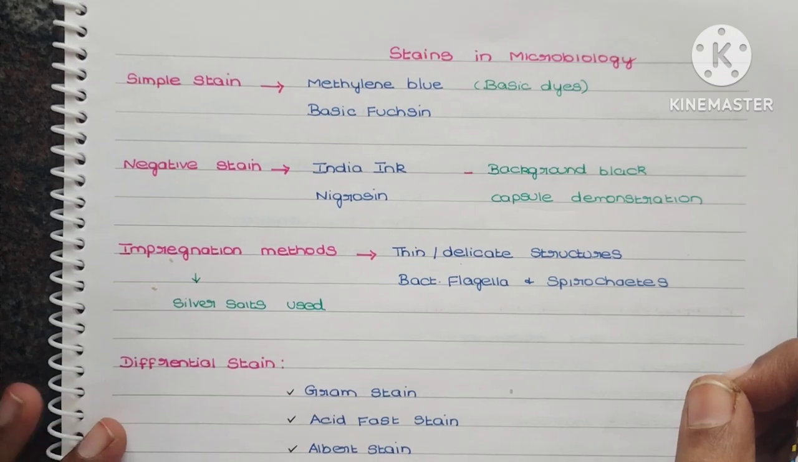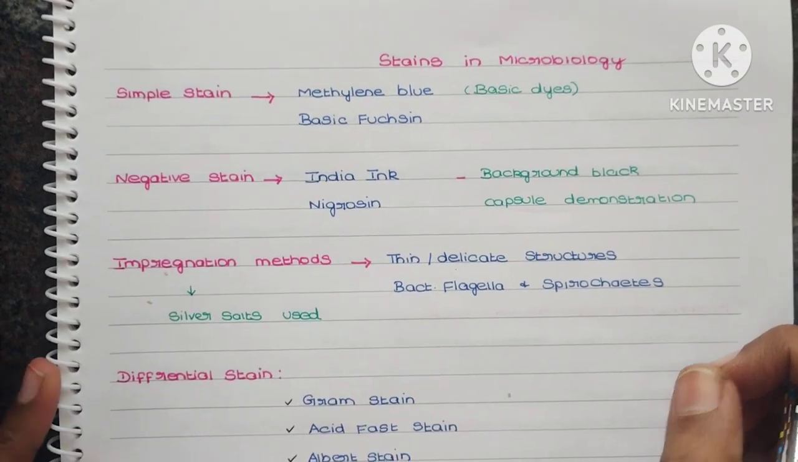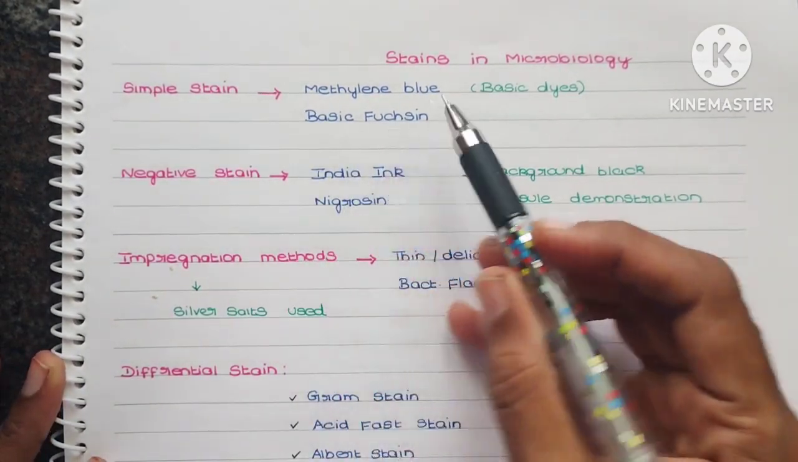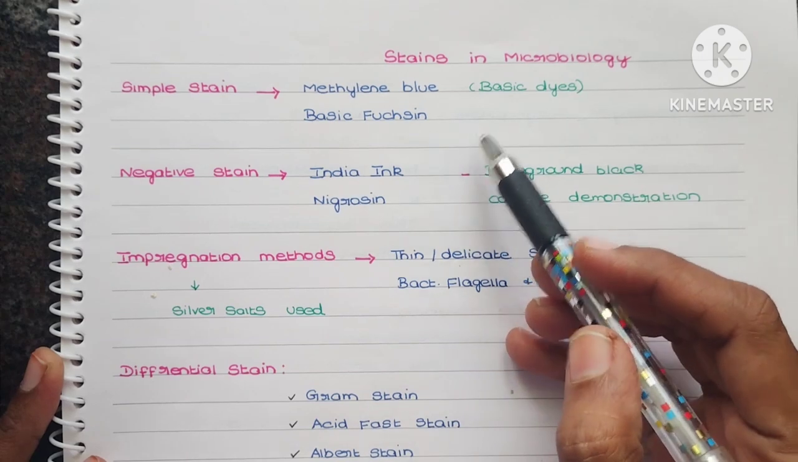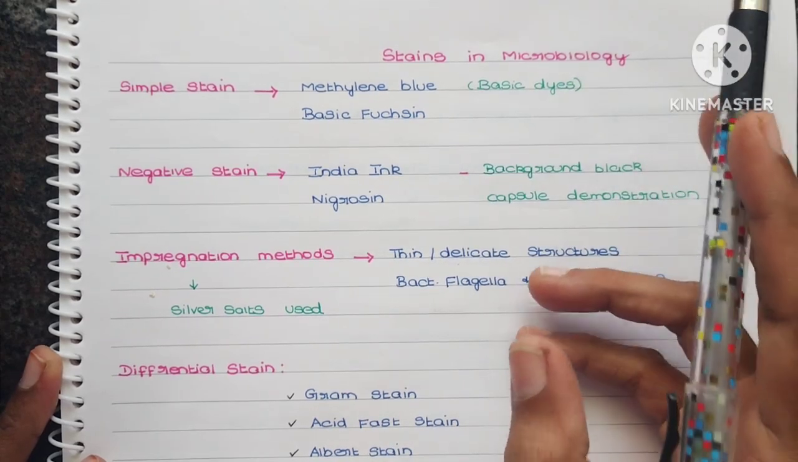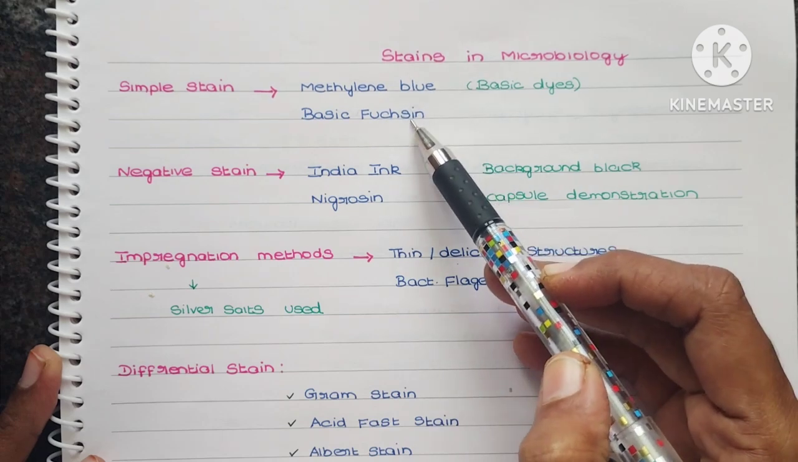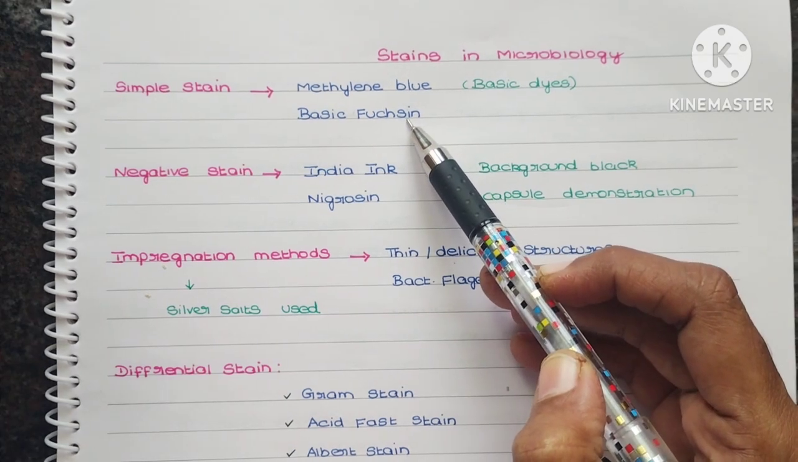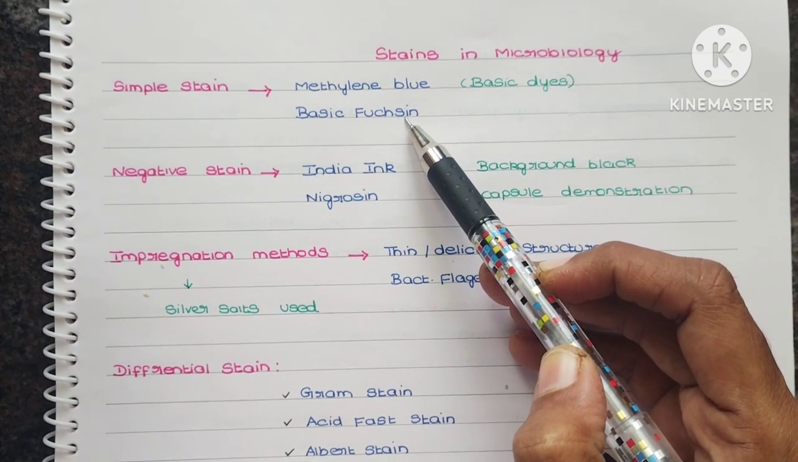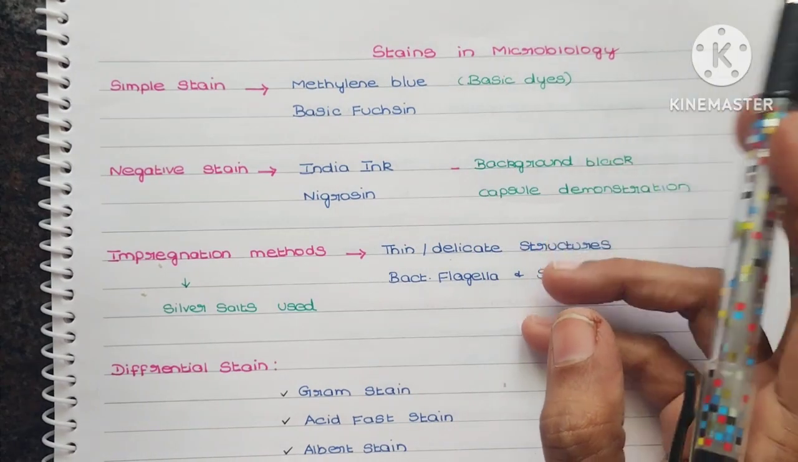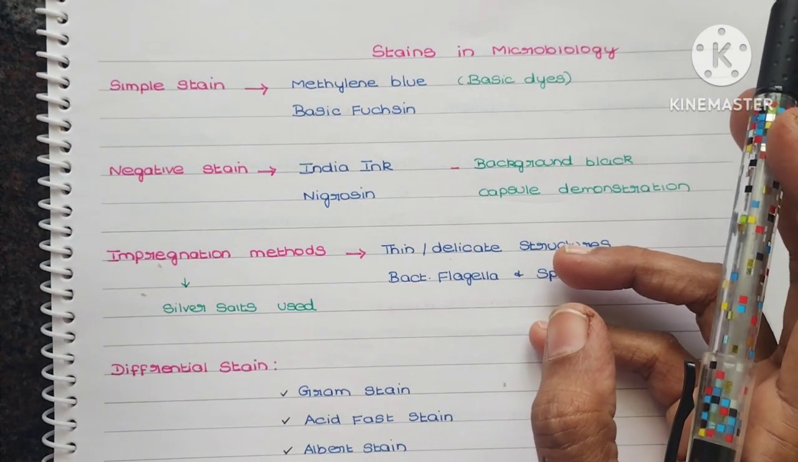Okay, let's start. First, you want to know what a simple stain is. As the name implies, we'll be using only one stain. These are the primary dyes like methylene blue and basic fuchsin. We won't use any other dyes, only one dye for the simple stain.